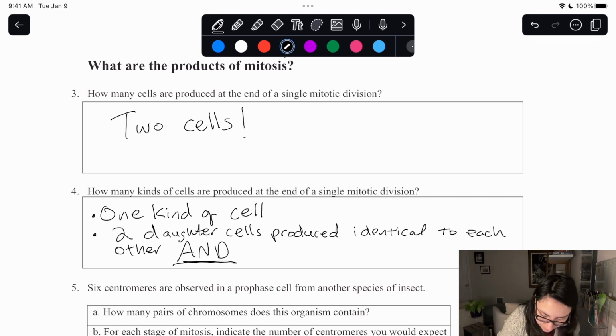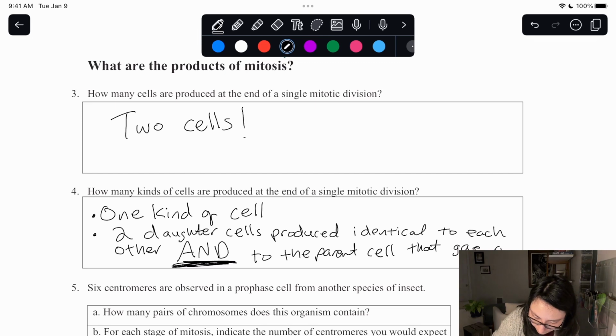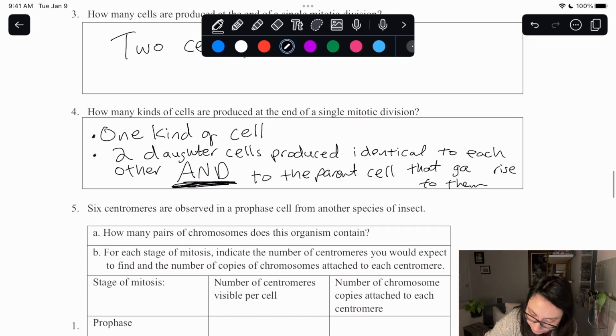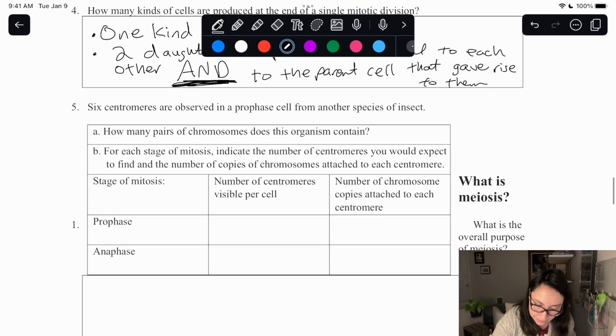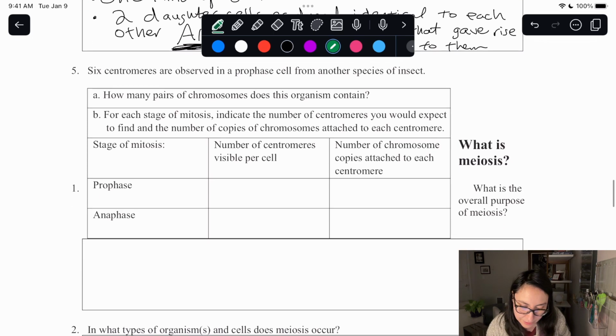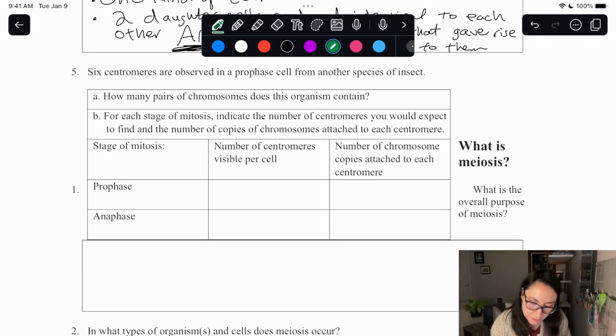And, emphasizing here the and, to the parent cell that gave rise to them. And I'm just going to rewrite that because I don't like the way that I wrote the word gave there. Okay, moving on. 6 centromeres are observed in a prophase cell from another species of insect. How many pairs of chromosomes does this organism contain?